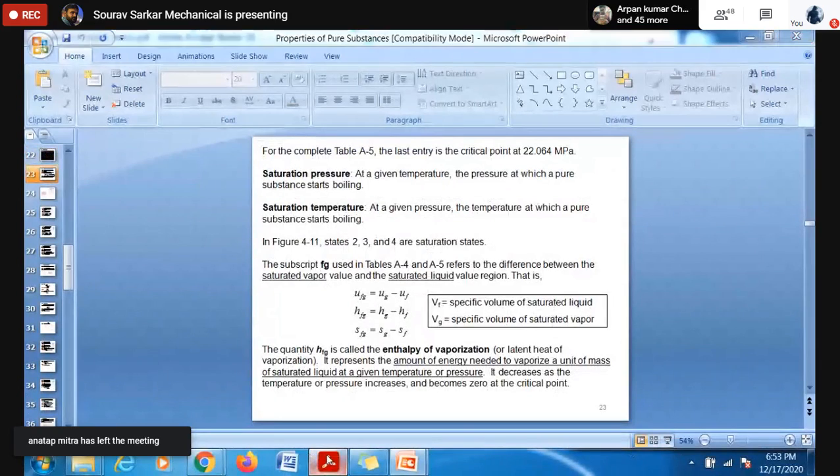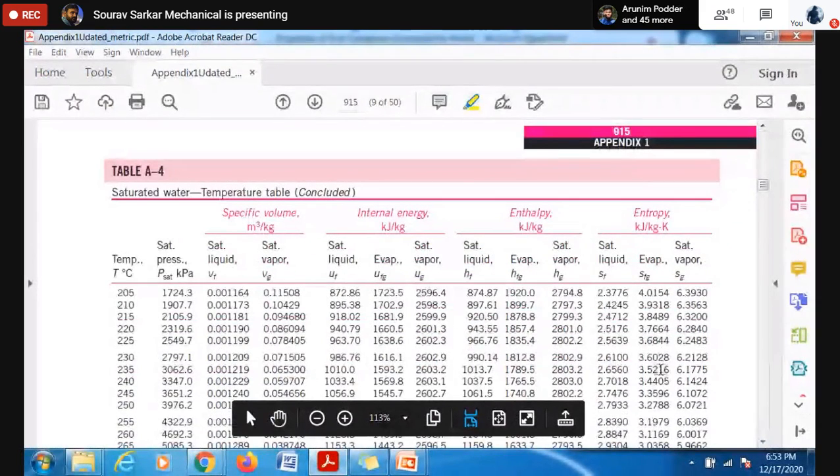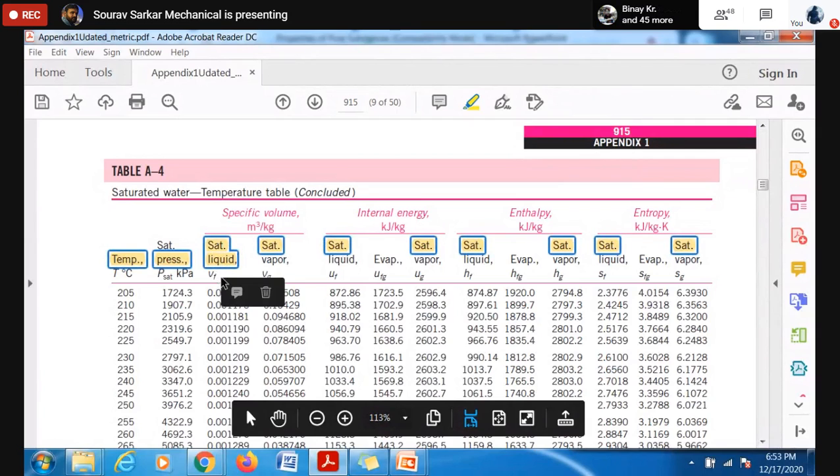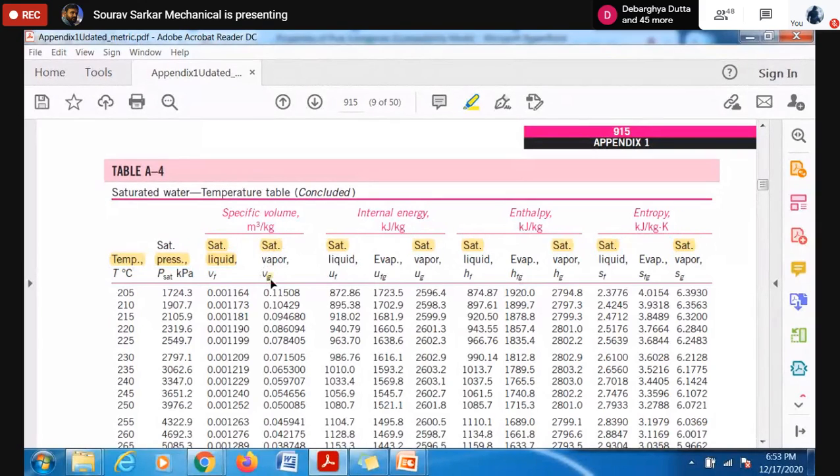If I try to see what are the other columns, you will see the third column is written as saturated liquid. What is this small VF? What is the meaning of this small VF? Specific volume of the saturated liquid. Very good. Saturated vapor. So this is VG, specific volume of the saturated vapor.